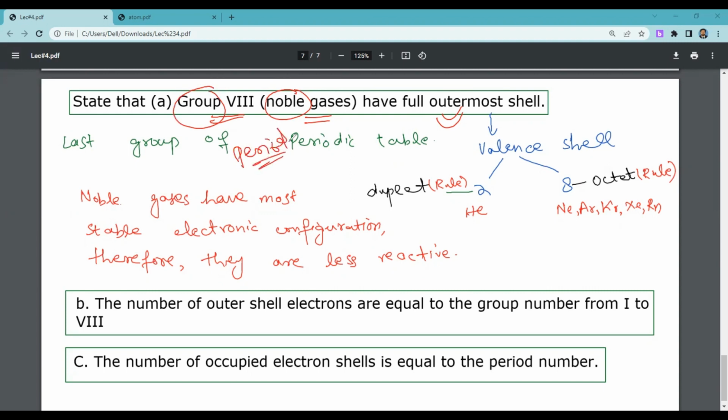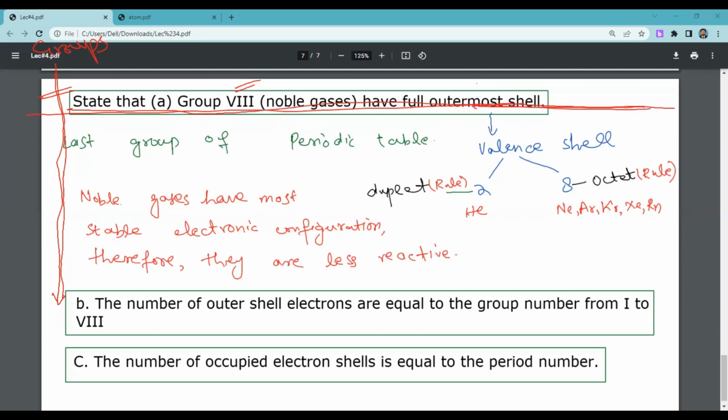For explaining these two terms, I want to show you the periodic table. Here you can see the periodic table. This periodic table will also be provided to you during the exam. Here the vertical columns are called the groups of the periodic table, while the horizontal rows in the periodic table are said to be periods.